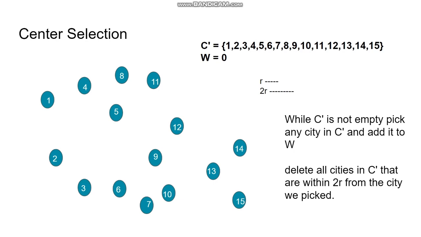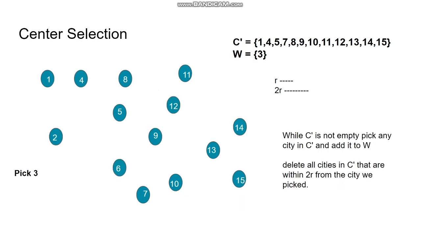So while C prime is not empty, we pick any city in C prime and add it to W. This will be our first warehouse placement. Then we want to delete all the cities in C prime that are within 2R, so 2 times the radius, from the city that we have picked to place our warehouse. So let's get started. Let's pick city number 3. So I can remove 3 from C prime and add it to W.